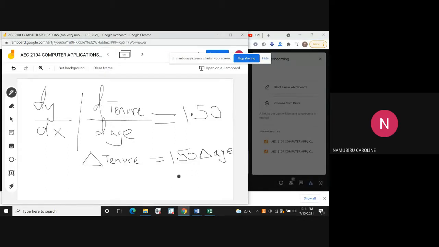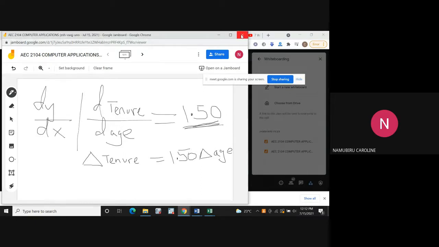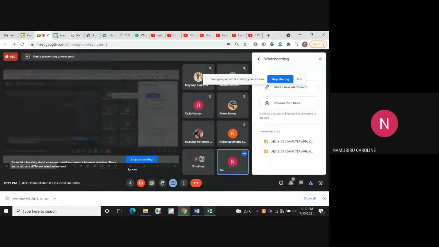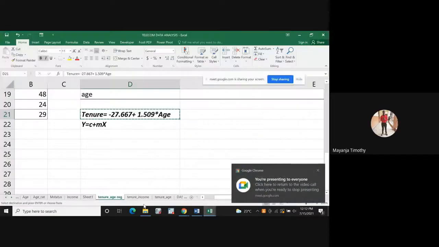So this means that if the change in age is positive, a change in tenure is going to be positive. If the change here is negative, the change in tenure is also going to be negative. So that is what that means. Whenever you get a positive slope, that means the relationship is what you call a direct one. But if you get a negative slope, it means an inverse one, meaning when one increases, the other falls, by the units that you have in place. So I hope we've got that. Have we got that? Yes.